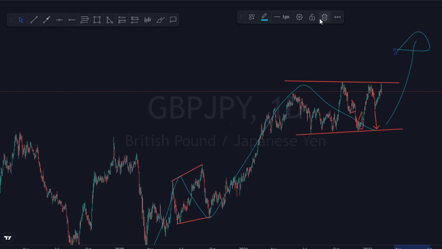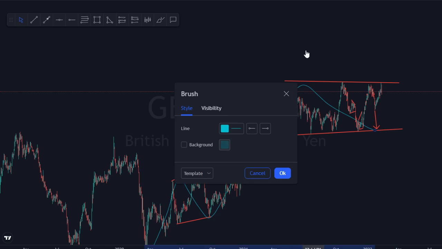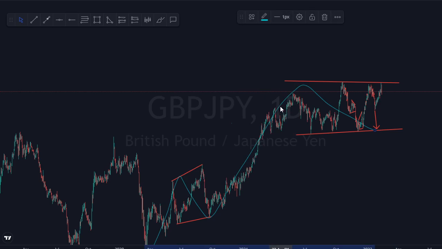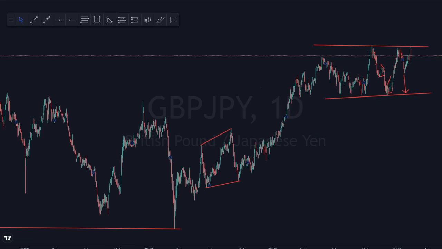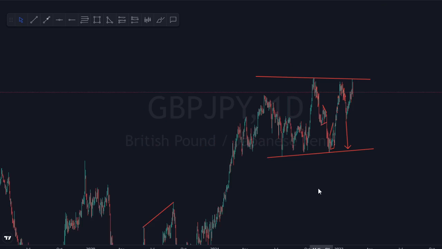I don't use indicators, guys. My trading style is very simple. It's not complicated, it's very simple. And if there's nothing in the market, I don't do anything, guys. There's no reason for me to be in the market.